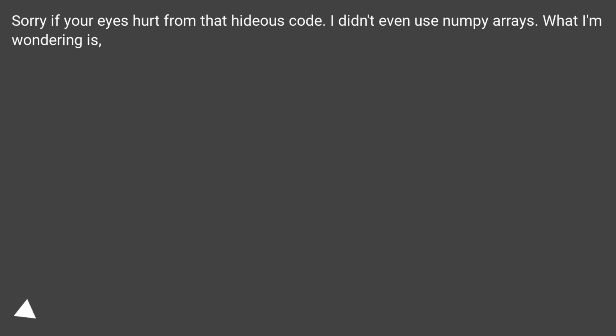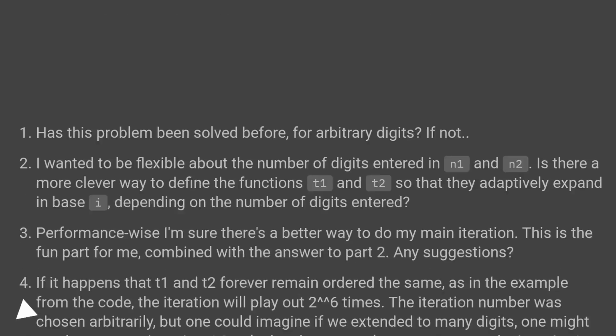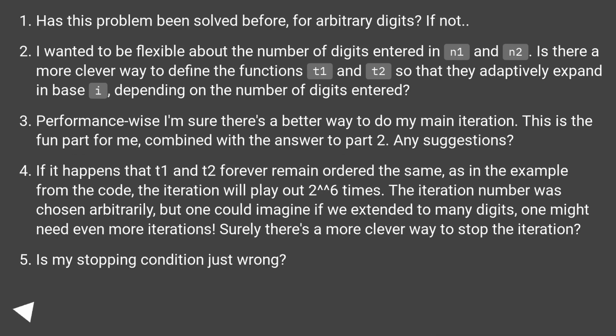What I'm wondering is, has this problem been solved before, for arbitrary digits? If not, I wanted to be flexible about the number of digits entered in N1 and N2. Is there a more clever way to define the functions t1 and t2 so that they adaptively expand in base i, depending on the number of digits entered? Performance-wise, I'm sure there's a better way to do my main iteration.